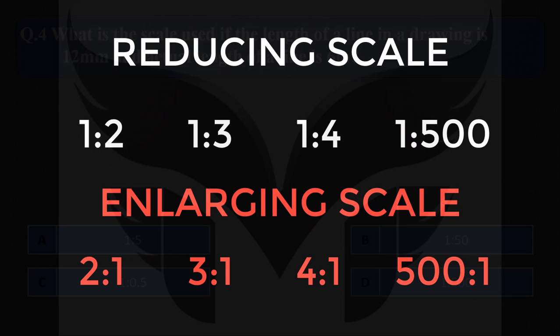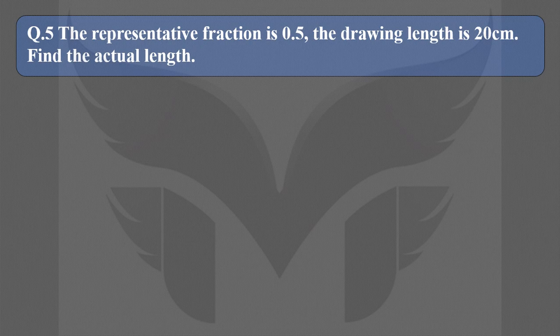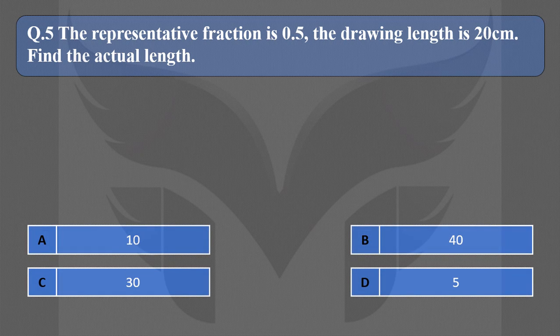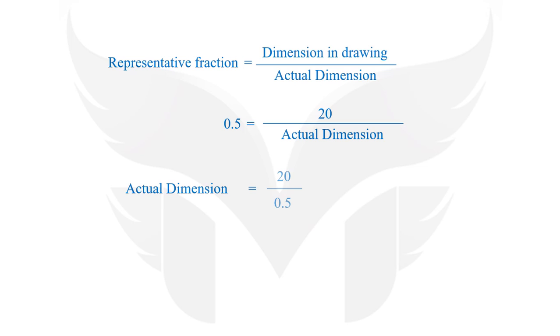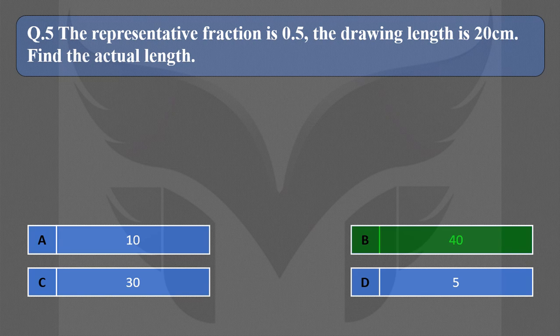Alright, let's move on to the next question. The representative fraction is 0.5. The drawing length is 20 cm. Find the actual length. So, representative fraction is a ratio of dimension in a drawing upon actual dimension, and the representative fraction given here is 0.5 and the dimension in the drawing is 20. So by solving this, we can calculate the actual dimension, which is 40. So the correct option is B.